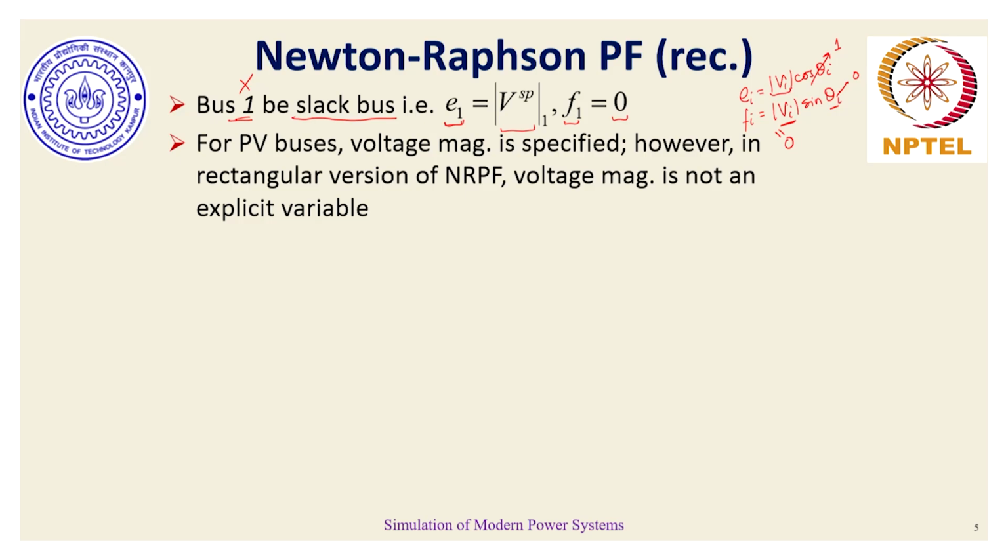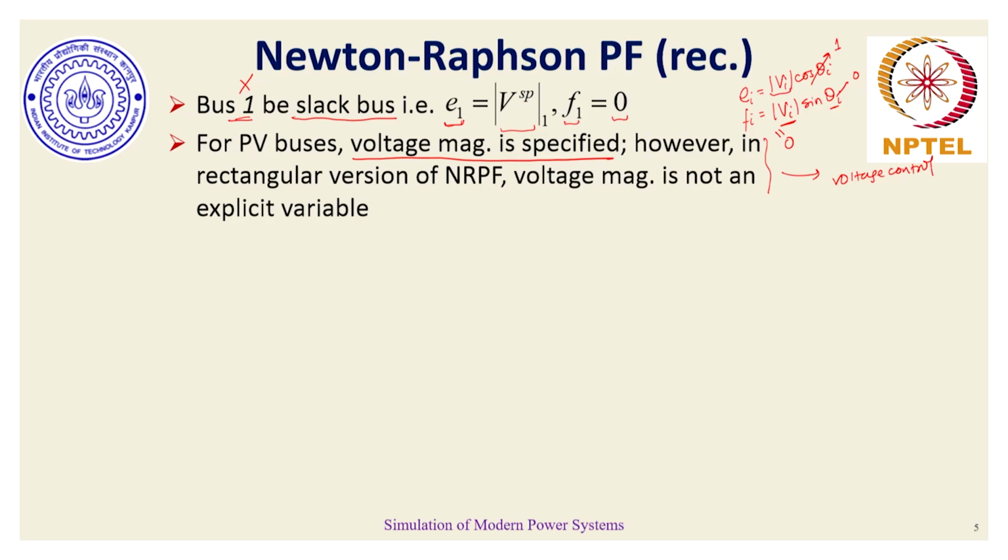For PV buses, voltage magnitude is specified. That is how the voltage control or reactive power control or excitation control of generators works. But then the problem in the rectangular version is we don't have variables explicitly for PV buses which would ensure this condition, that is, the voltage magnitude for a PV bus is to be fixed because it is specified. So what do we do?